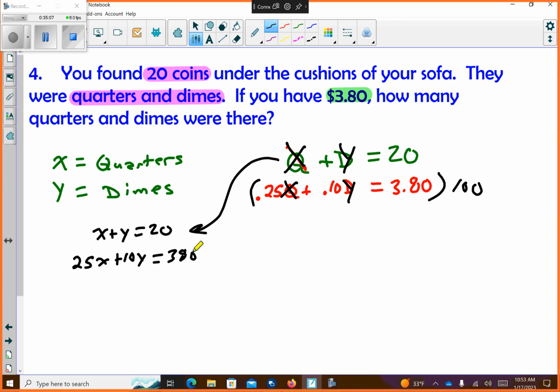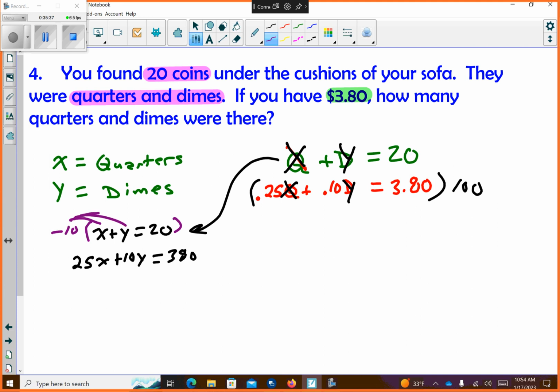Okay? Hey friends, if I add these two black equations together, I'd wind up with 26x plus 11y equals 400. Does that solve it? Nope. So I have to think, do I want to multiply the entire top equation by negative 25 or by negative 10? Negative 10 is a much nicer number. Do you agree? 10's a good friend. I'll multiply the whole top by negative 10.